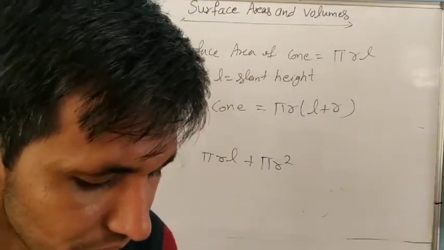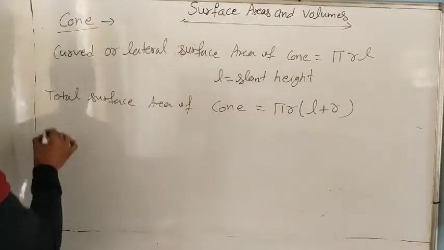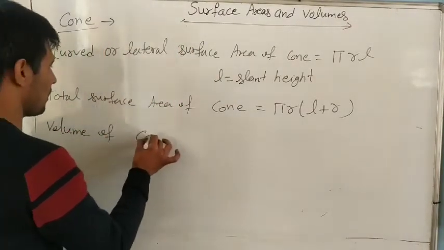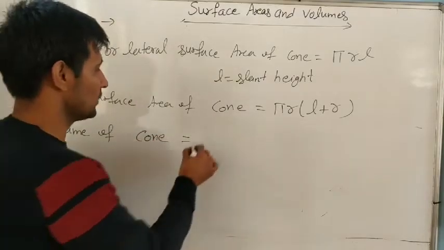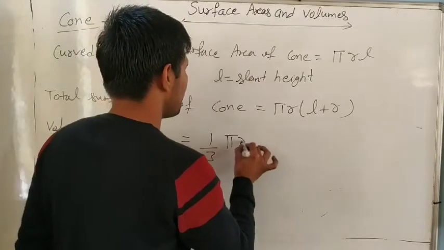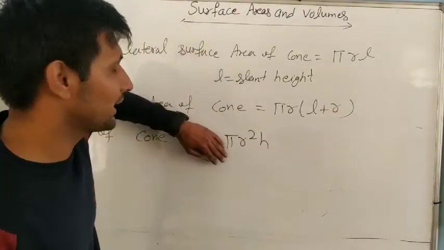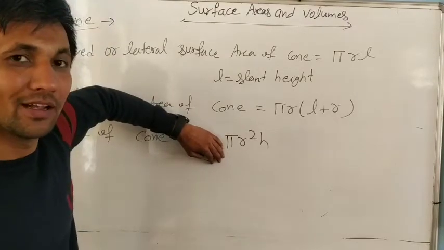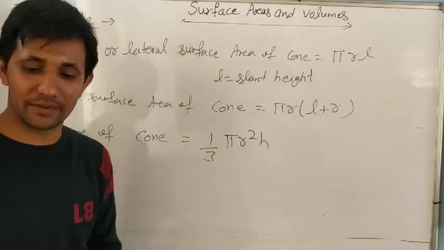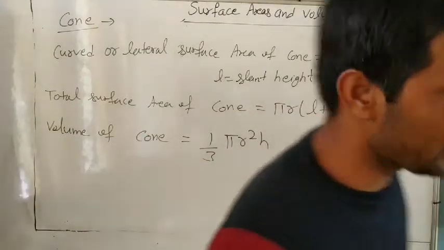Okay. Next is volume. Volume of cone is always 1/3 part of a cylinder. 1/3 of pi r square h, whose volume? Cylinder. And 1/3 is the cone. Understand it? Now, two more figures remain, sphere and hemisphere.